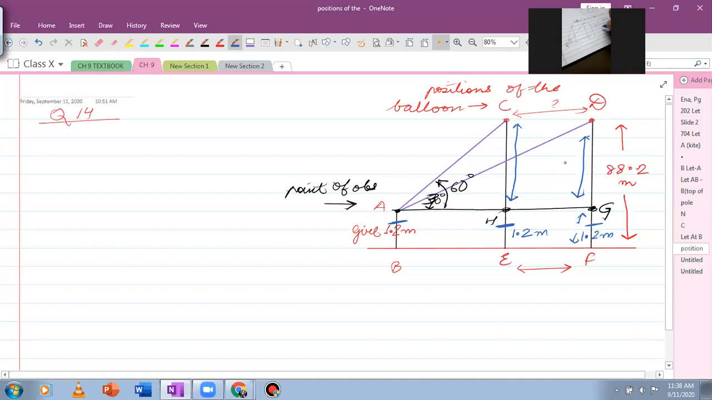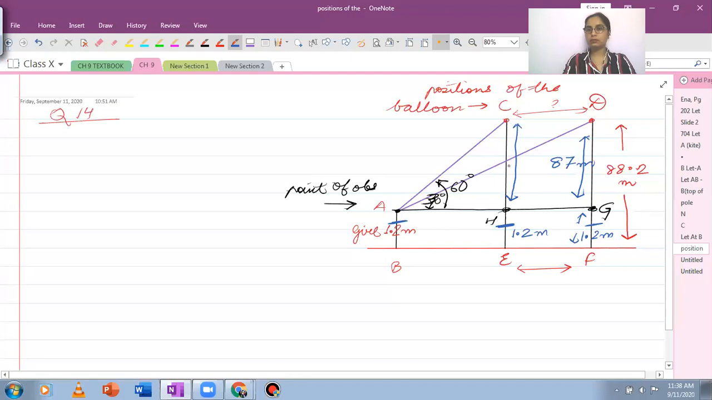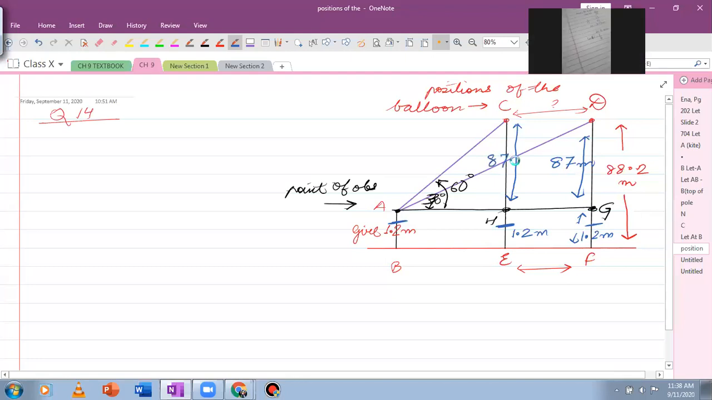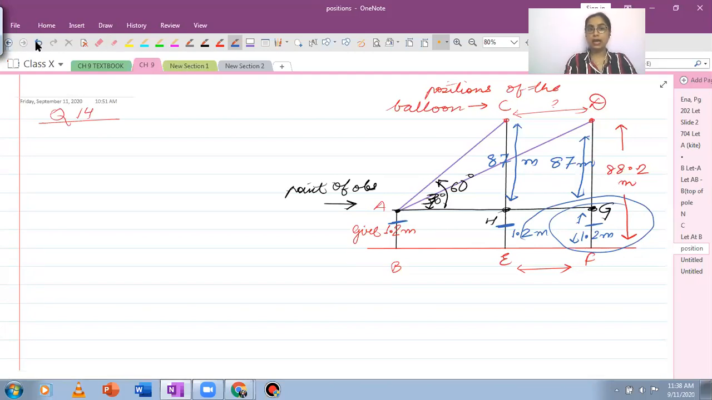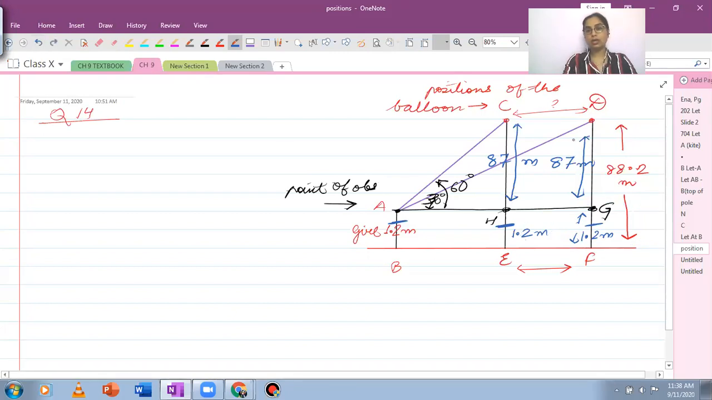Ma'am, 88.2 minus 1.2, the height of the girl. This will be 87 meters. Yes, ma'am. Because the total height of the balloon is 88.2, if we subtract the bottom 1.2, you will get the upper distance. That distance will be 87 meters, and that is what you're going to use in your question. When you apply it in the triangle, 87 will be used, not 88.2. This is the first thing you want to remember whenever you have such questions where the point of observation also has a height.